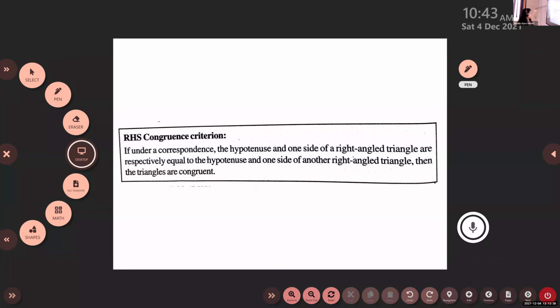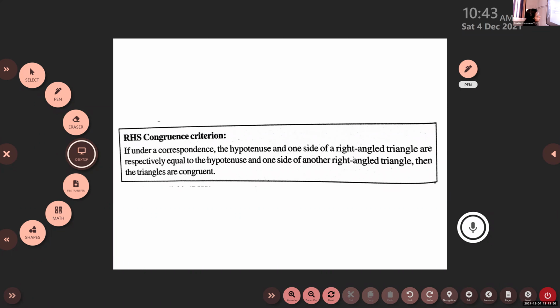What is it? If under a correspondence, the hypotenuse and one side of a right-angled triangle are respectively equal to the hypotenuse and one side of another right-angled triangle, then the triangles are congruent. You need not measure the three sides or three angles. That is the meaning. Okay.